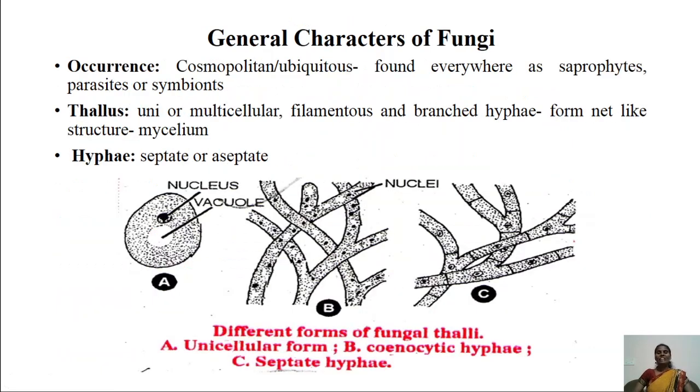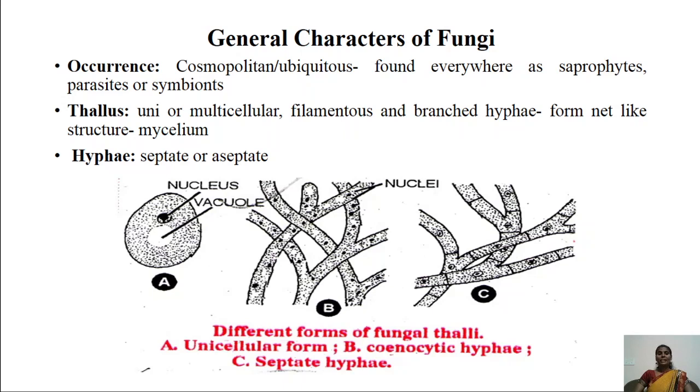Coming to general characters of fungi. First one, occurrence. That means the distribution. Where these fungi are distributed or occur in nature means they are cosmopolitan in distribution, otherwise known as ubiquitous in distribution. That means they occur everywhere where life is possible. They are found as saprophytes, parasites or symbionts.